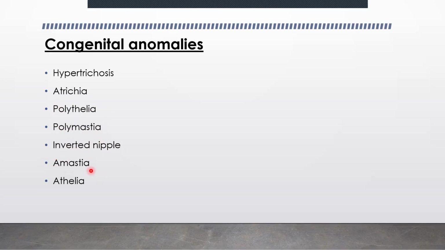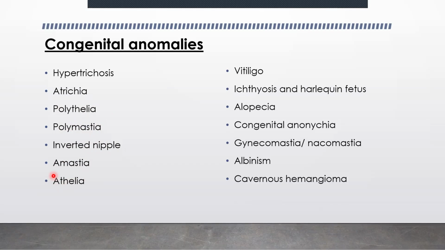Then amastia. Amastia means absence of the mammary gland. Athelia means absence of the nipples. Then vitiligo is absence of melanin. But when talking about vitiligo, it's patches of the skin lacking melanin. Then ichthyosis vulgaris is hyperkeratinization. When it happens embryologically and is excessive, it gives us the harlequin fetus, which is somehow compatible with life. Then alopecia is absence of hair on the scalp.